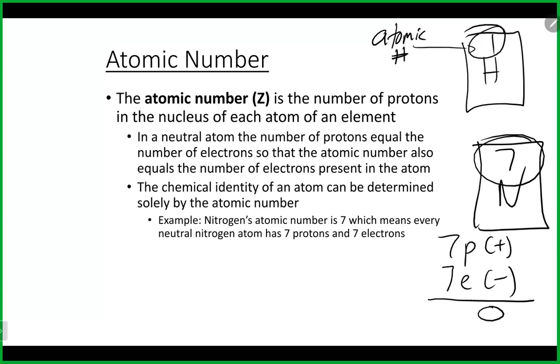Will I ever have a nitrogen atom that has 6 protons? I will not, because number 6 on the periodic table is carbon. Yeah, and that would be carbon, right?